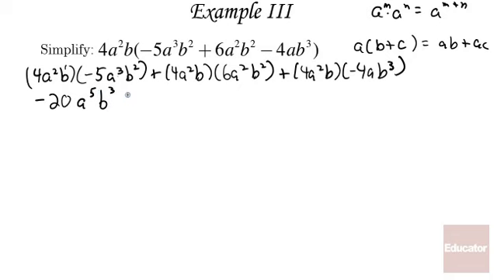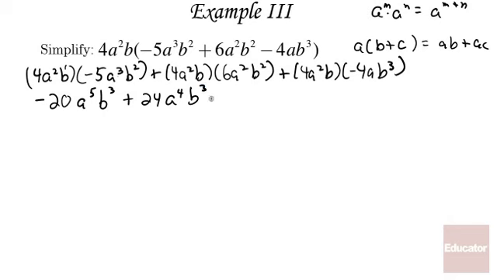Here I have 6 and 4, so that's 24. A squared times a squared, 2 plus 2 would be a to the fourth. B to the first power times b to the second, 1 plus 2 gives me b raised to the third power.